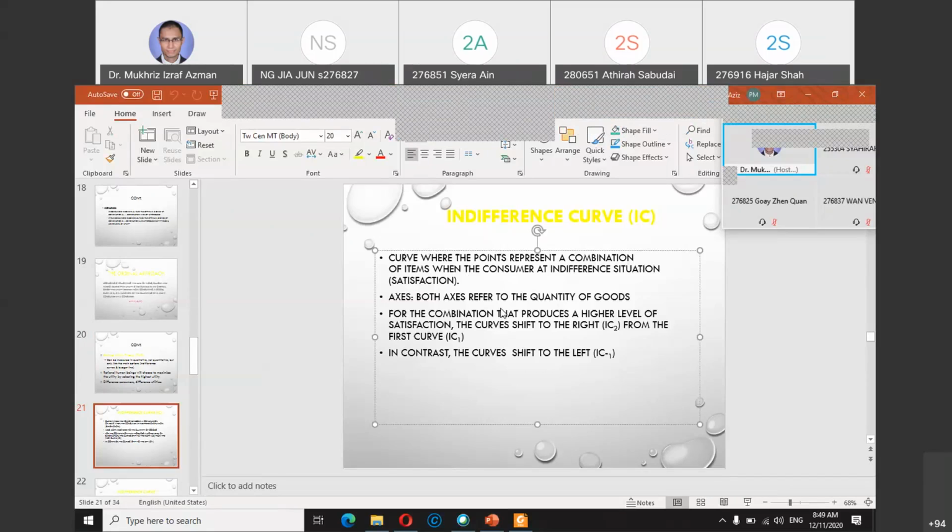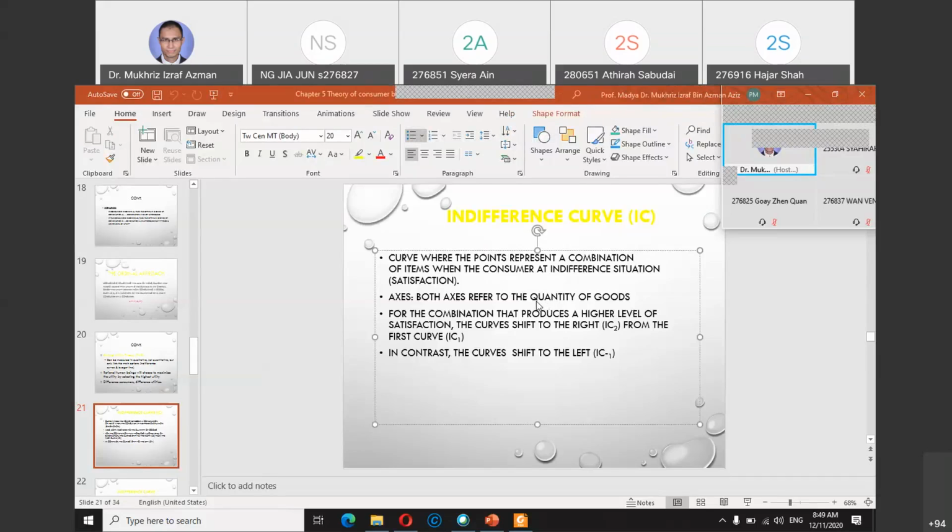So how many x and y can you buy? For example, you might want to buy more x and less y in one day, or less x and more y on another day. So there are different combinations of x and y that you can buy given the same amount of money that you have. When you plot these different combinations, the outcome is what we call the indifference curve.